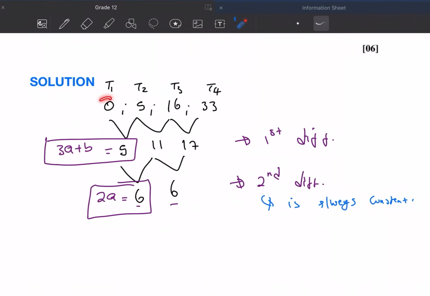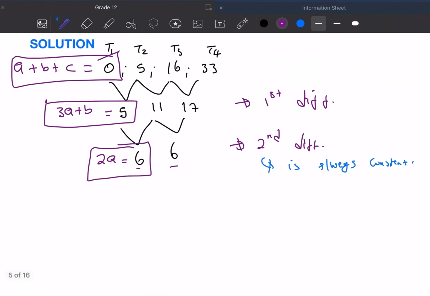And then this value is always going to be a plus b plus c, doesn't matter what it is. So the first term is always going to be a plus b plus c.